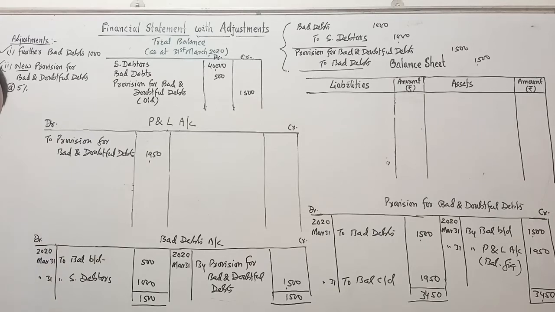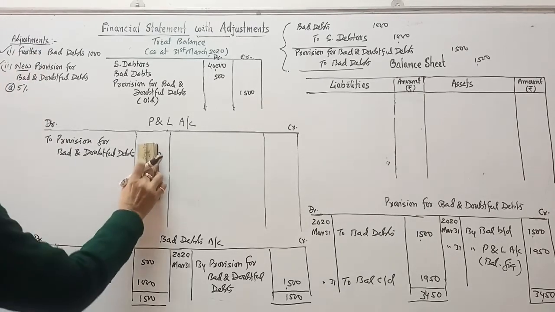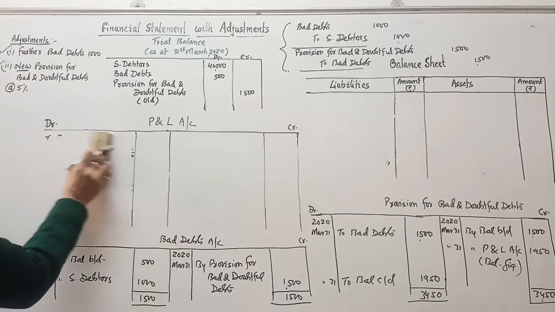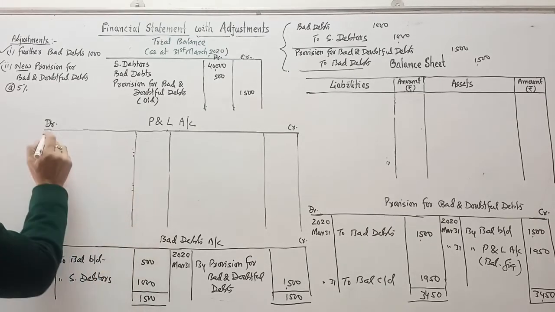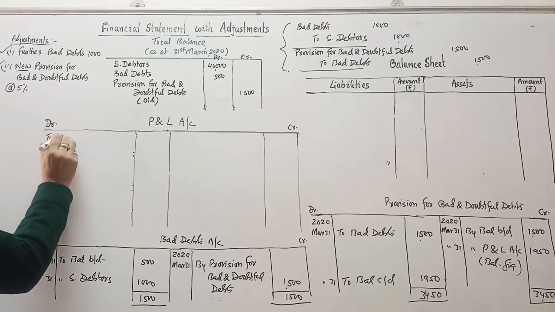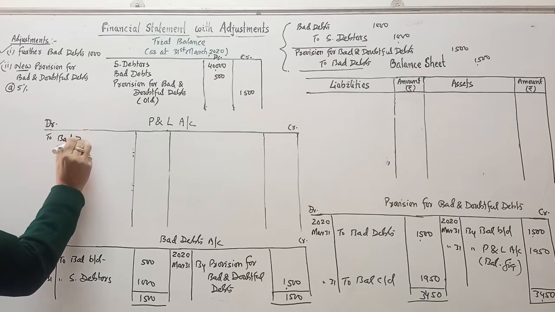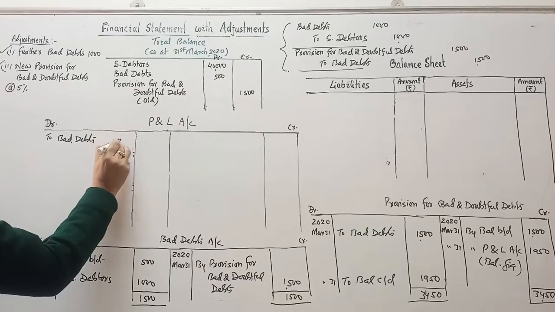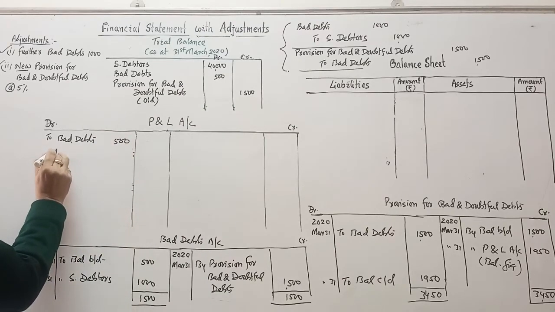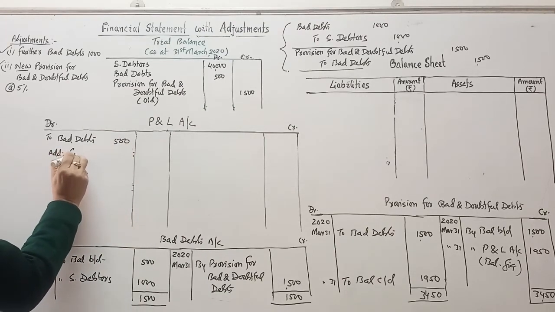Or what is another way of writing it? In the books it may be written like this. It is the way of writing: to bad debts. This is 500, add further bad debts.